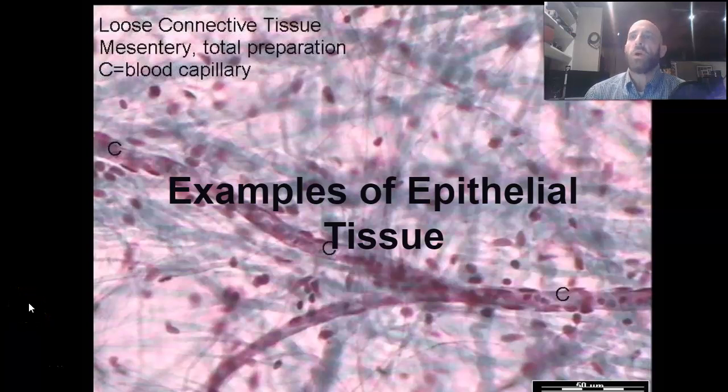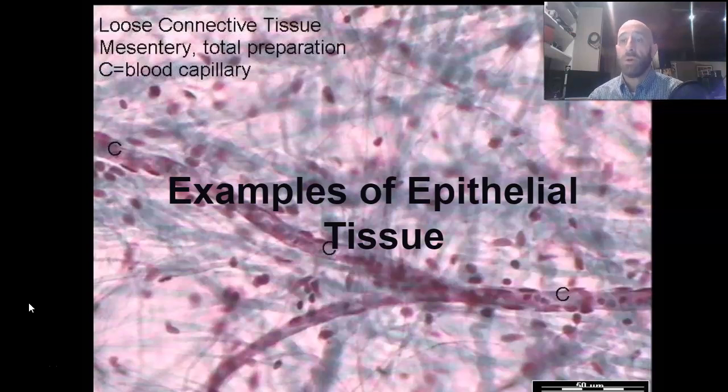Okay, in this lecture, we're going to go through the specific types of epithelial tissue. In the last lecture, we talked about epithelial tissue in general, and we talked about the fact that you're going to find it lining all your membranes in your body. So any cavity is going to be lined, any opening is going to be lined with epithelium.